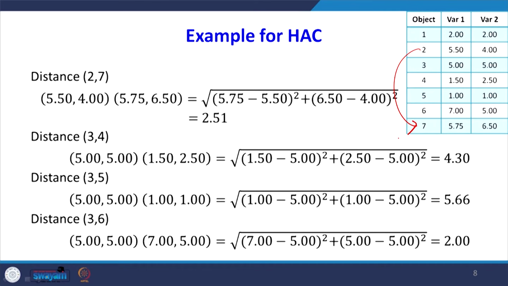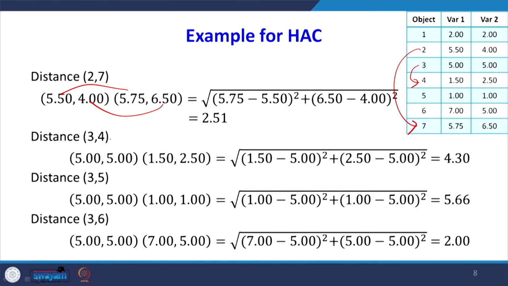So, the distance is (5.75 minus 5.5) whole square plus (6.5 minus 4) whole square. So, this difference whole square and this difference whole square, that is 2.51. Now, the object 2 and all the others, we compared. Now, we will compare 3 and 4, 3 and 5, 3 and 6 and 3 and 7.